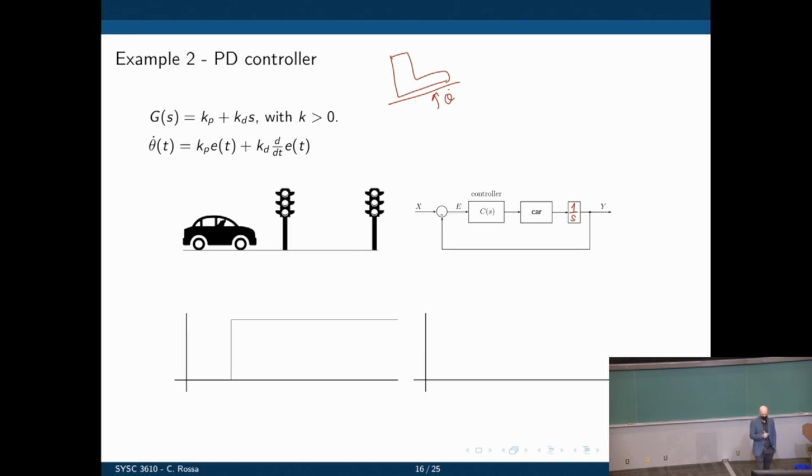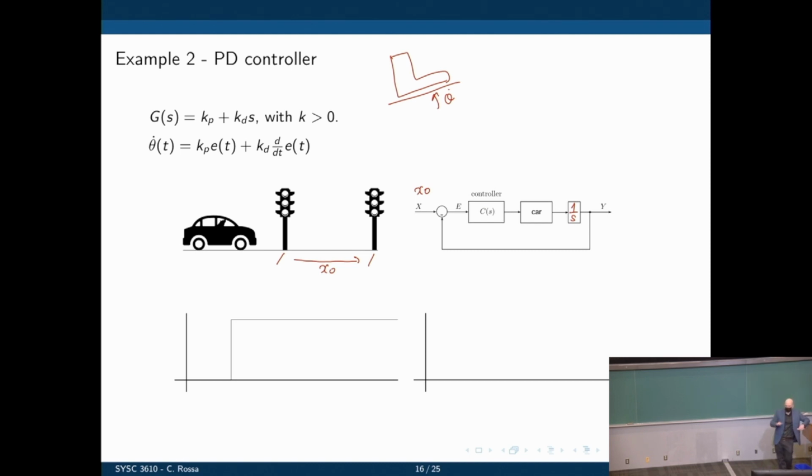And now our X is the desired position. Y is the actual position. And once the traffic light turns green, we want to go to the next one, which is X0. We want the car to move by X0. So what happens? We are waiting on the traffic light, the light turns green, and we want to advance to the next one, which is red. It's X0 meters ahead. Let's again try to drive with a proportional controller.